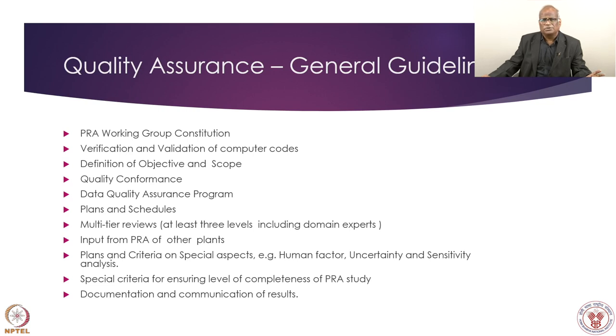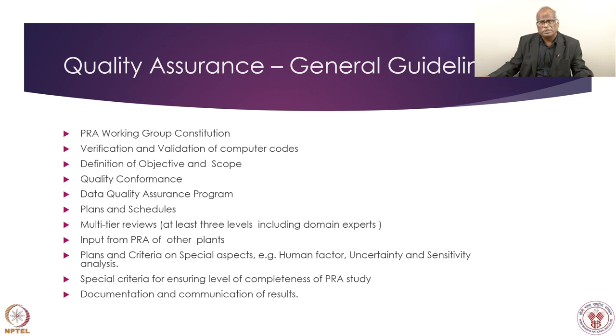General guidelines for quality assurance are like this. As I discussed, a group should be constituted strong; verification and validation of computer code, which might even extend to benchmarking; objective and scope; quality conformance, which comes from the three slides discussed earlier; data quality assurance program; then plans and schedules, because the project report should provide our schedule also. And if they are not being met over a period of time, what are the factors? From time to time it will be checked.